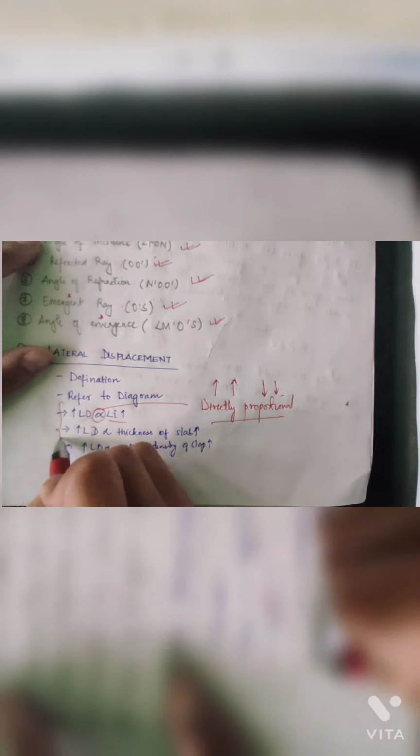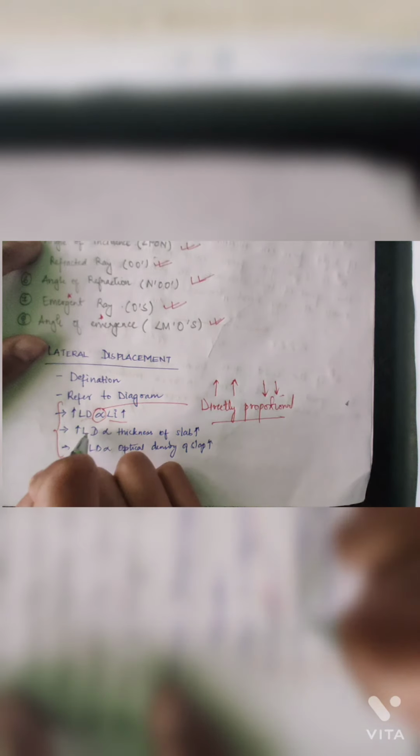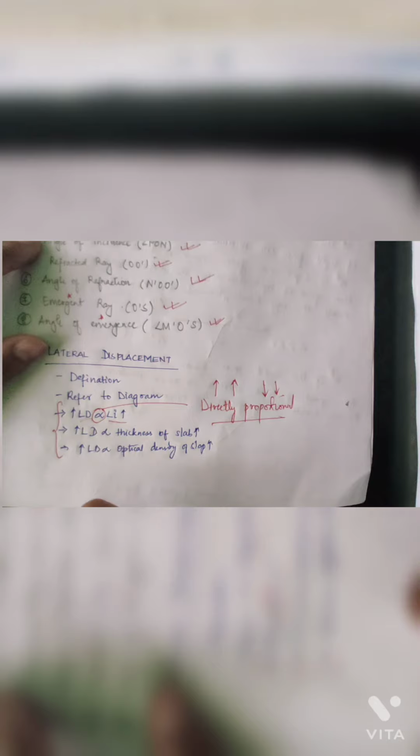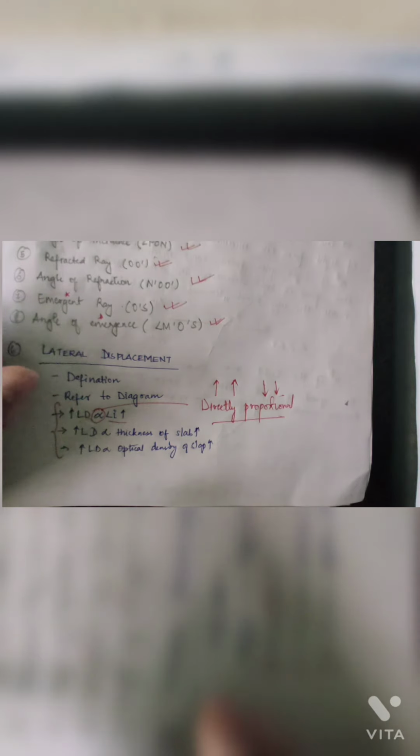So you have to remember these 3 points. The lateral displacement increases with increase in angle of incidence. The lateral displacement increases with thickness of the slab. Suppose the glass is small like this, the lateral displacement will also be small. Suppose the thickness is 2 meters, therefore the lateral displacement will also be small. And if the glass thickness is this much, then the lateral displacement will also increase. Then lateral displacement and optical density of the slab also increase with increase in each other.